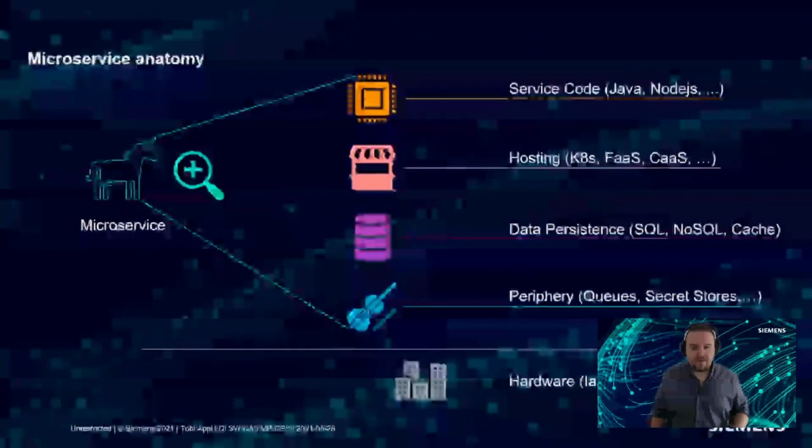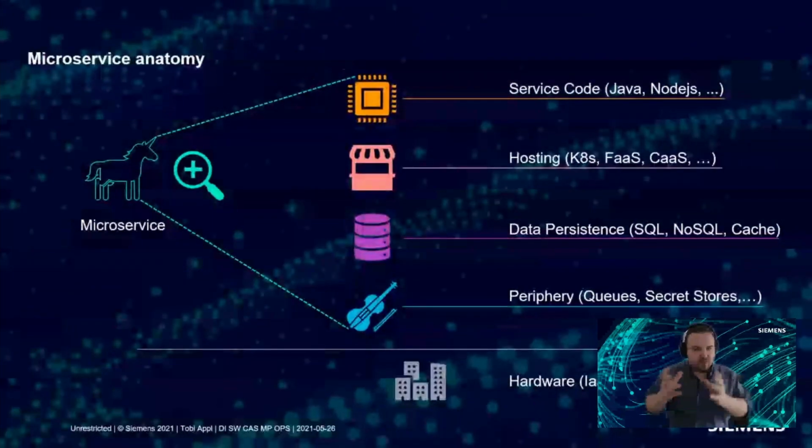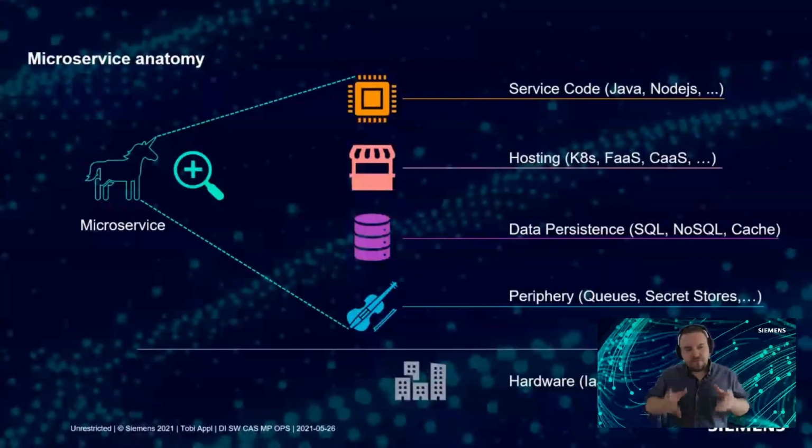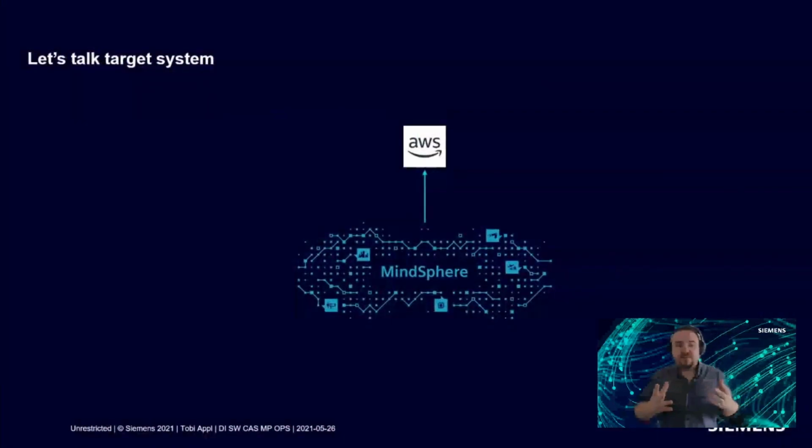So now we know what we are deploying. It's a microservice, and we want to produce customer value. So now let's talk about when you talk about deployment, we need a target. So let's talk about our target system. The first target system for MindSphere, also historically the first, was AWS. That means we are big AWS customers. We run lots and lots of accounts with AWS, and we deploy our software to AWS. We have our databases as infrastructure as a service in AWS, and this is what we will talk about first.